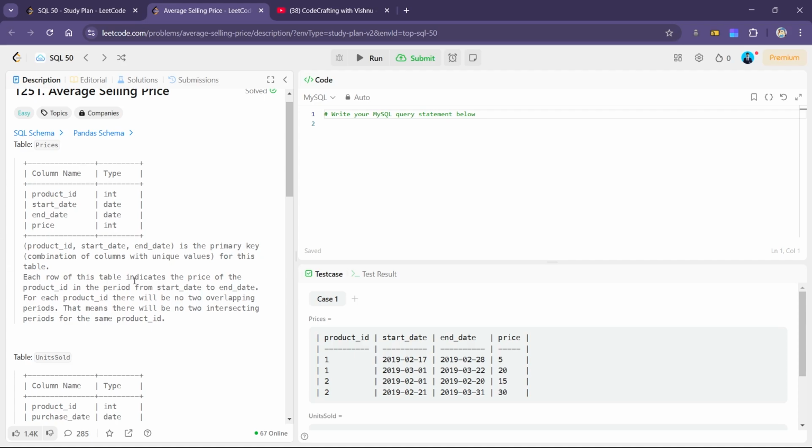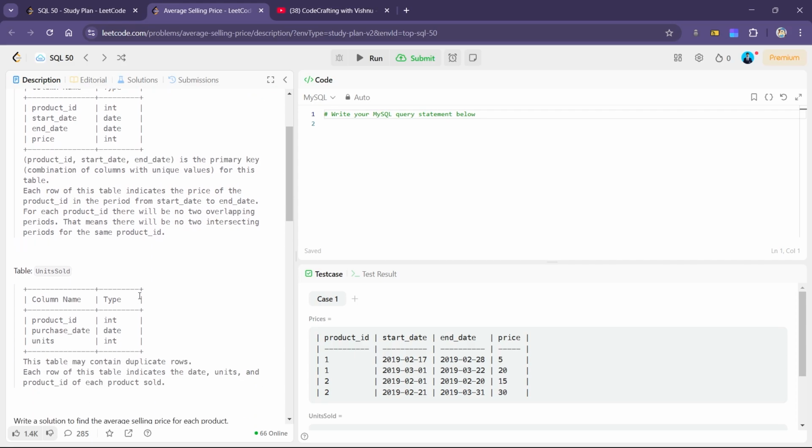It is written that each row of this table indicates the price of the product ID in the period from start date to end date. For each product ID, there will be no two overlapping periods, that means there will be no intersecting periods for the same product ID. It is also given that these three columns together make the primary key, so the combination of product ID, start date and end date will never be the same in the table. They are unique.